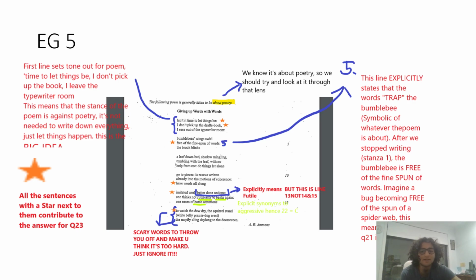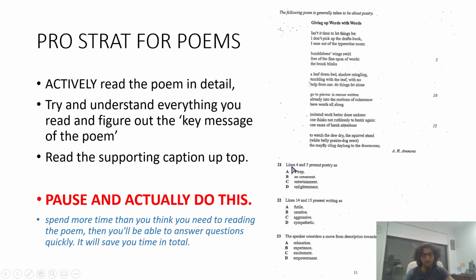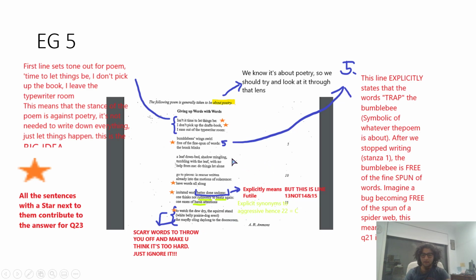It's not always going to be a bumblebee, right? That's not always the theme of the poem. But what this bumblebee is representing is whatever's in the poem, whatever you're writing down. After we stopped writing, which is what this first stanza, a paragraph in a poem, means, the bumblebee is free of the fine spun of words. Imagine a bug becoming free of the spiderweb of a spider. This means the answer to question 21: lines 4 and 5 present poetry as a trap. A trap. Okay, let's look down.